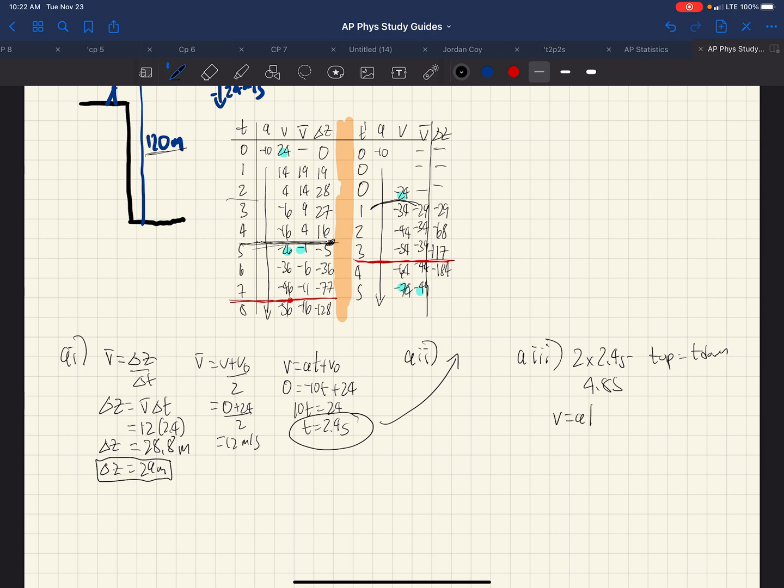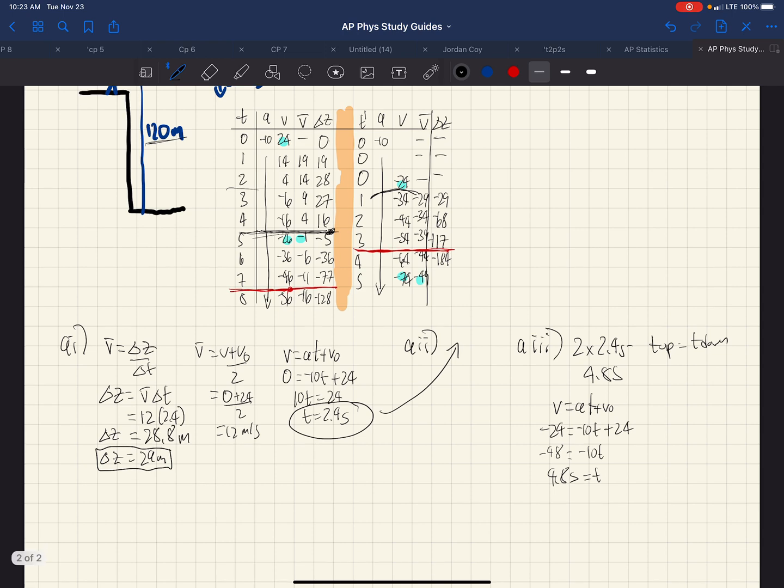We could also say, because of symmetry, we know that the velocity, when it reaches the same height on the way down, will have the velocity in the opposite direction. So we want to know when it has minus 24. So we have minus 10t equals minus 48. So t is 4.8 seconds. So there's a bunch of ways we could get at A3.